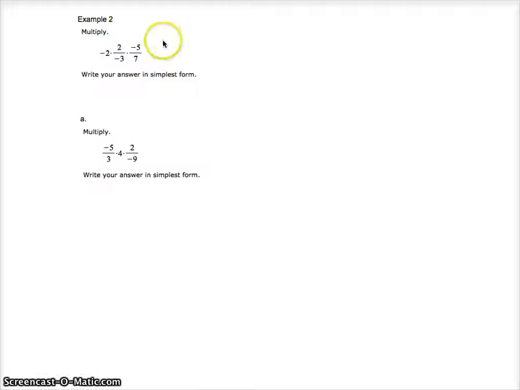Here we have multiplying and dividing fractions part 3, and this is multiplying with more than two fractions. So what we need to do first is I've got this negative 2 here times 2/3 times negative 5/7. And what I need to do is put the negative 2 over 1. So that's going to equal negative 2 over 1 times 2 over negative 3 times negative 5 over 7.